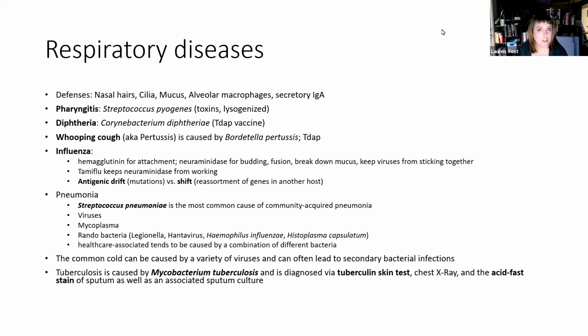Alveolar macrophages are macrophages that are specialized to the alveoli, the little sacs inside your lower respiratory tract, your lungs. So starting off, pharyngitis. That is inflammation of the throat, the pharynx. We talked about Streptococcus pyogenes. Pharyngitis can be caused by a variety of things. Typically, bacterial pharyngitis tends to be more painful and more uncomfortable than the viral versions.